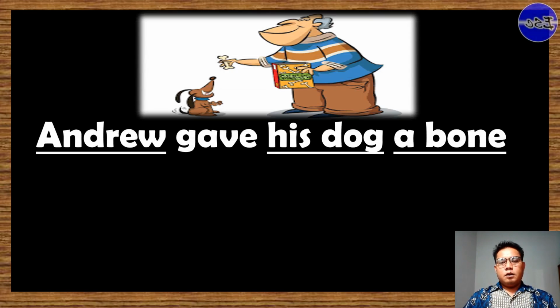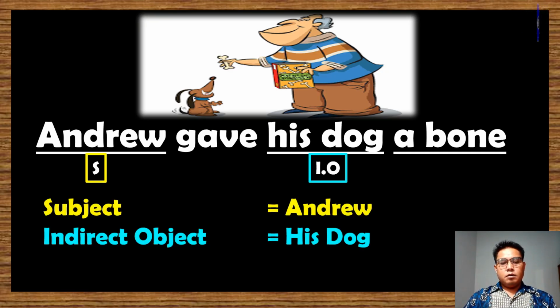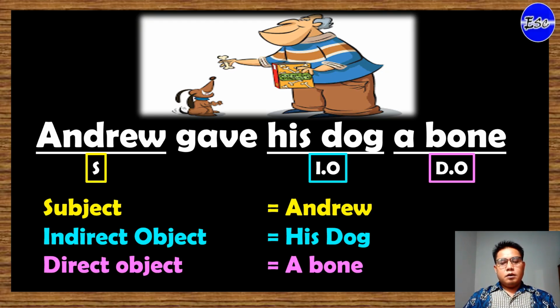Alright, before we start doing the exercise, let's review the conversation to strengthen your understanding. And here is another example. Andrew gave his dog a bone. In this sentence, Andrew is the subject, his dog is the indirect object, and a bone is the direct object. Well, I know perhaps in your mind you have a question. How can I easily identify them?